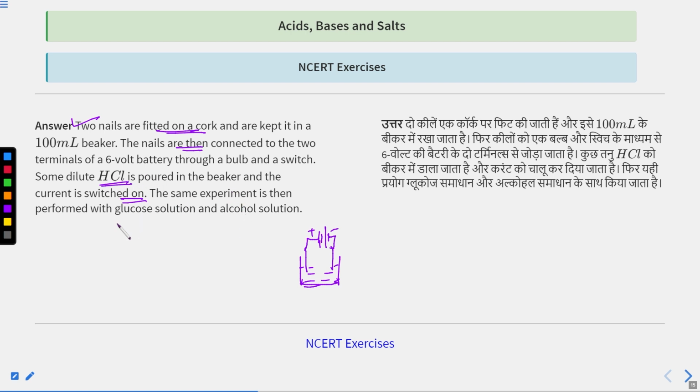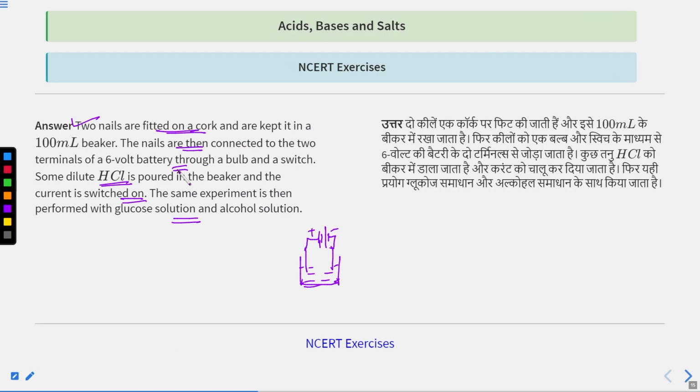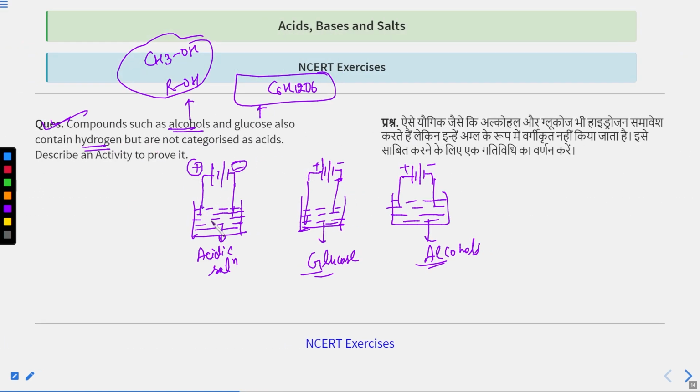The same experiment is then performed with glucose solution and alcohol solution. So the HCl solution can pass the electricity, but glucose solution and alcohol solution do not pass the electricity. So this is the answer of this particular question. I hope you are getting this, that glucose and alcohols do not provide H positive ions, do not provide ions, so they cannot pass electricity.